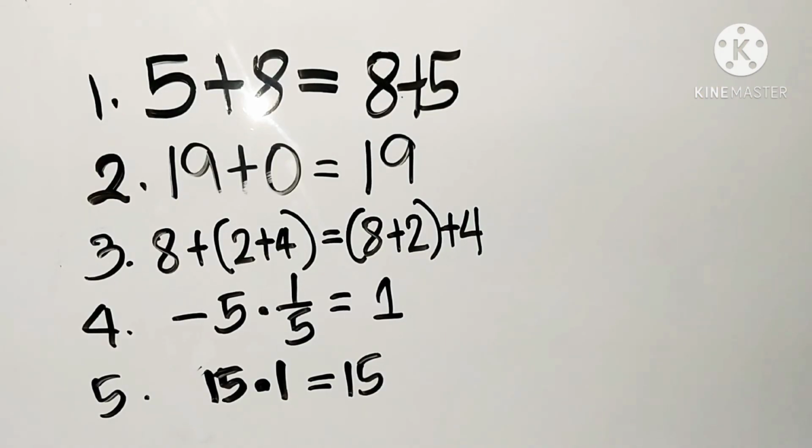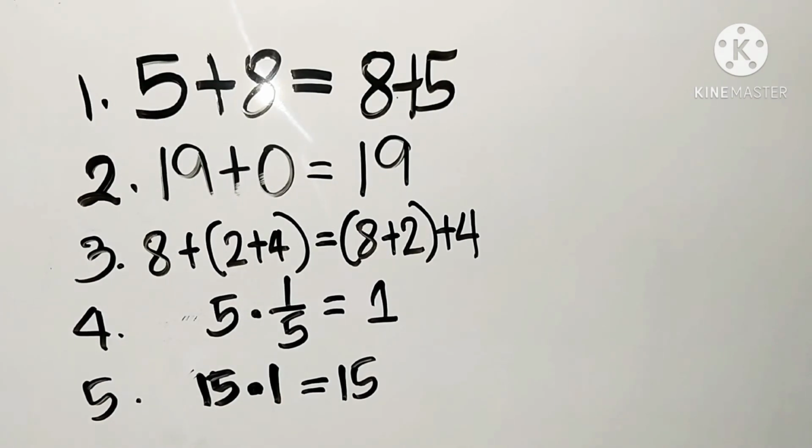Now, let's try naming the property illustrated in each mathematical sentence. Number 1, 5 plus 8 is equal to 8 plus 5. Number 2, 19 plus 0 is equal to 19. Number 3, 8 plus quantity 2 plus 4 is equal to quantity 8 plus 2 plus 4. Number 4, 5 times 1/5 is equal to 1. And number 5, 15 times 1 is equal to 15.